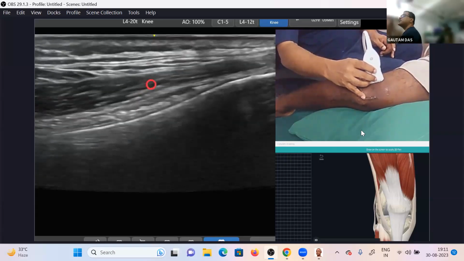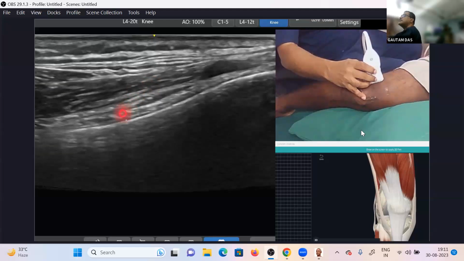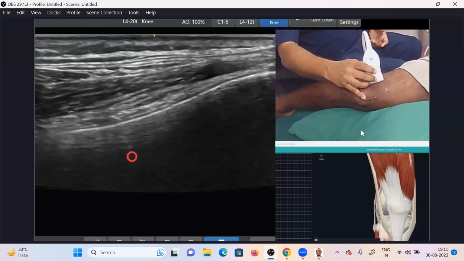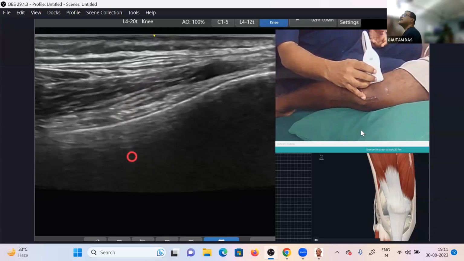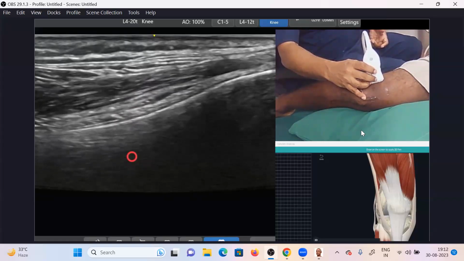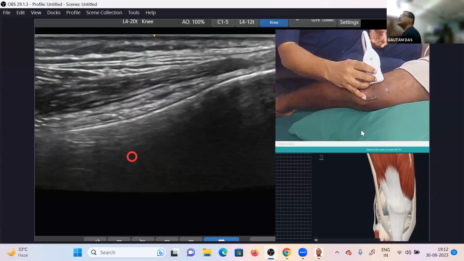Here is your superior lateral genicular artery. Can you appreciate it here? Yes, sir. And just distal to that is the nerve. Everybody is appreciating. I'm not freezing it because otherwise you will not be able to see the pulses. Yes, sir. Superior lateral genicular artery accompanied by the nerve. The nerve is also seen very nicely, a hyperechoic honeycomb structure. Everybody appreciates the nerve also. Superior lateral genicular nerve.